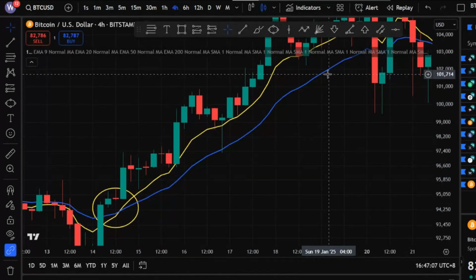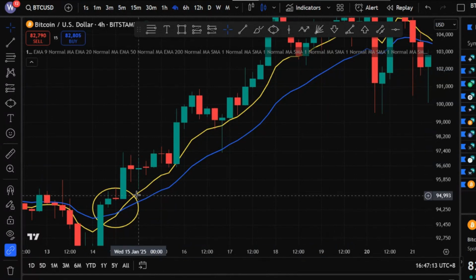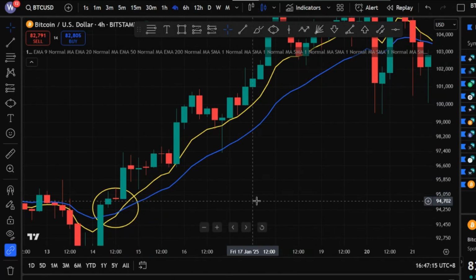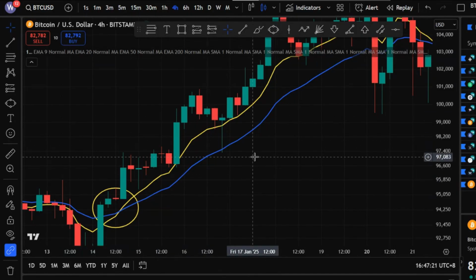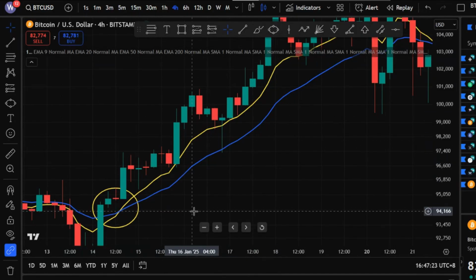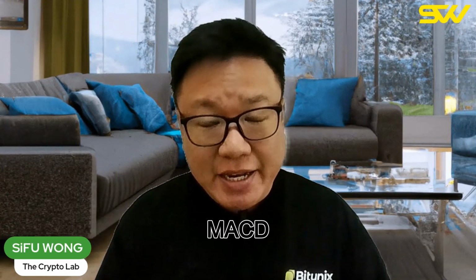This is a very good indication for you to look for your entry, whether you should go for a long position or a short position. So it's pretty easy to use. Just plug in your indicators, type EMA, set one to 9, and the other one to 20 EMA. Then you just need to look for either the golden cross or the death cross to place your position.